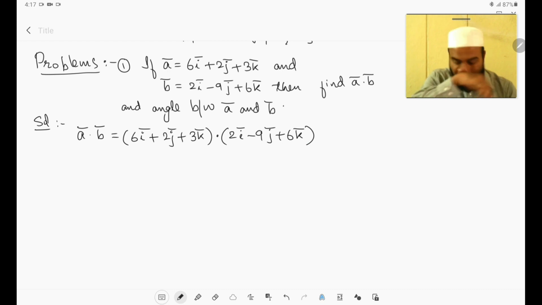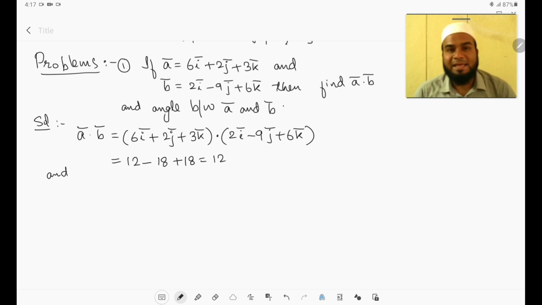Now we know how to find the dot product. We just have to multiply the i coordinates, j coordinates and k coordinates, then add. So 6 twos are 12, 12 minus 2 nines or 9 twos are 18, plus 6 threes are 18. Then what will happen? Only 12. So a bar dot b bar is 12.